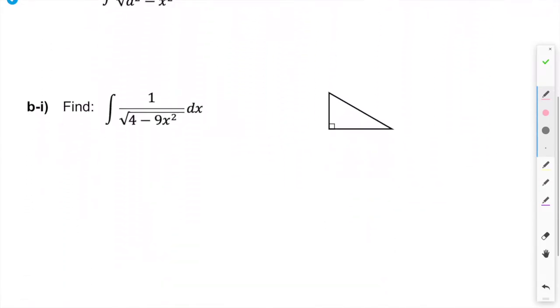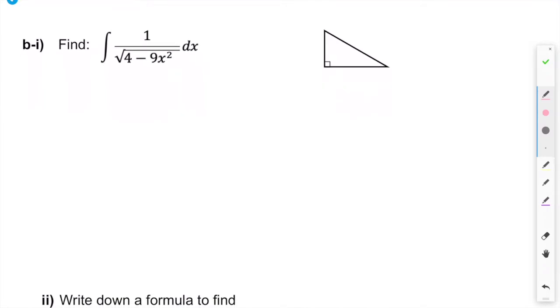Part B. How about this particular question? Integrate 1 over the square root of 4 minus 9x squared dx. Once again, the format here is number minus a term involving x squared. The same substitution will apply. Let 2 sine u equal to so-called x. But in this case, this is going to be 3x.